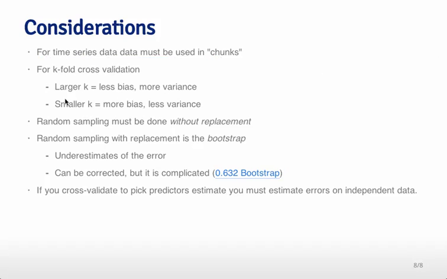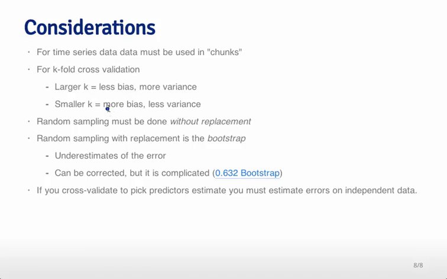For k-fold cross-validation, the larger the k that you take, you'll get less bias, but more variance. And the smaller the k that you take, you'll get more bias, but less variance. In other words, if you take a very large k, say for example, 10-fold cross-validation or 20-fold cross-validation, that means you'll get a very accurate estimate of the bias between your predicted values and your true values, but it'll be highly variable. In other words, it'll depend a lot on which random subsets you take.